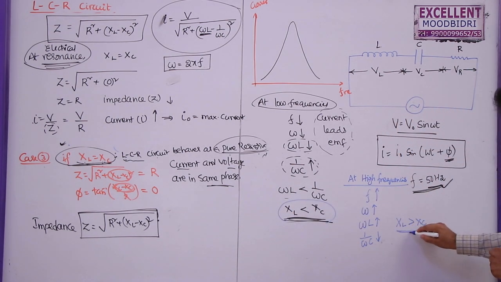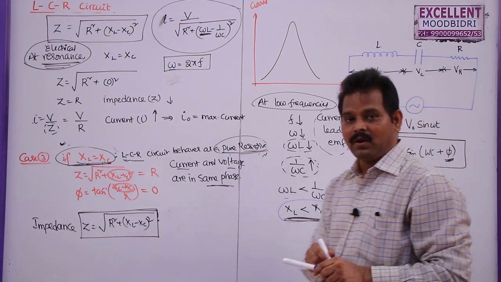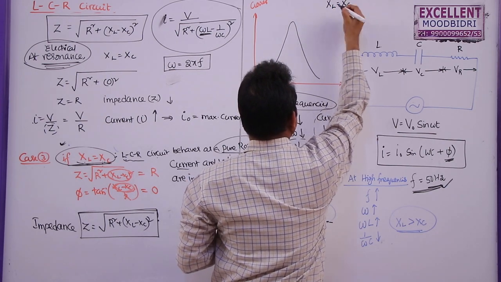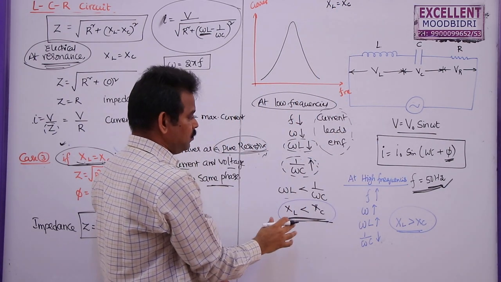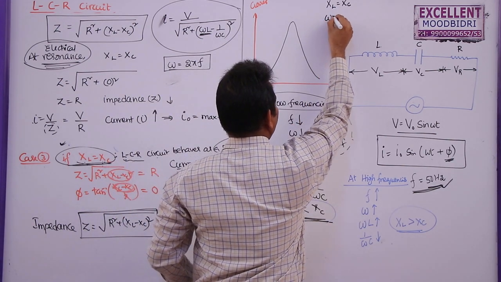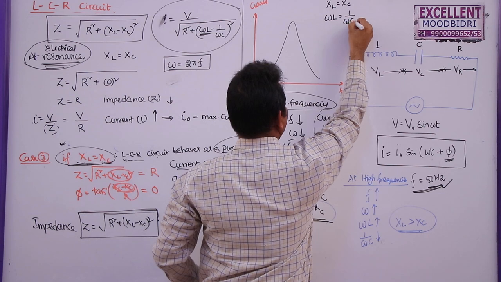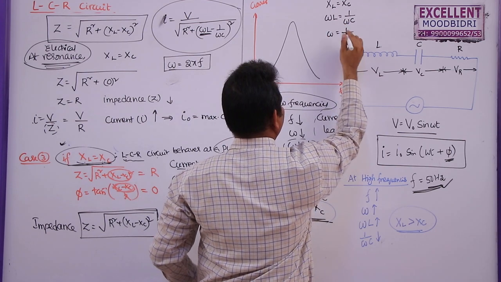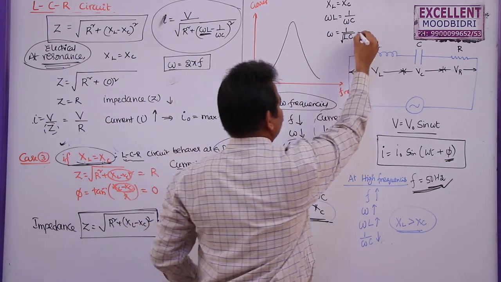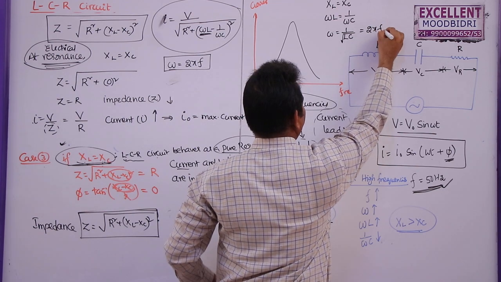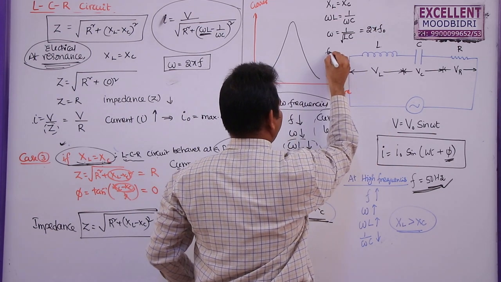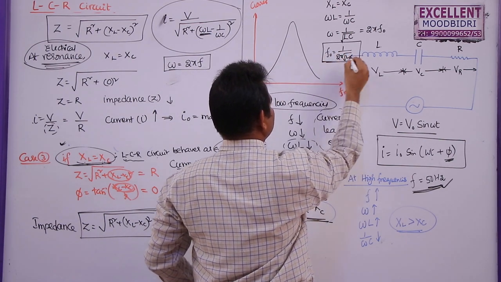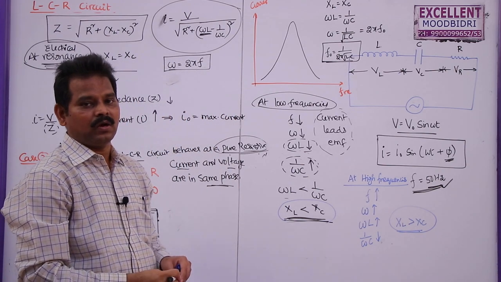But what happens at a particular frequency where, at low frequencies XL less than XC, at high frequency XL greater than XC, but at a particular frequency these two values may become equal. So at this frequency omega L is equal to 1 by omega C, omega square is equal to 1 by LC, omega is equal to 1 by root LC, which is also equal to 2 pi f naught. So from this f naught is equal to 1 by 2 pi root LC. This frequency is called a resonance frequency, where the maximum current flows through the circuit.